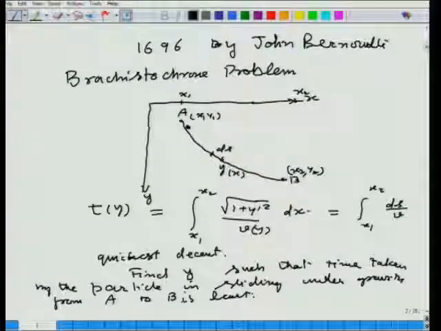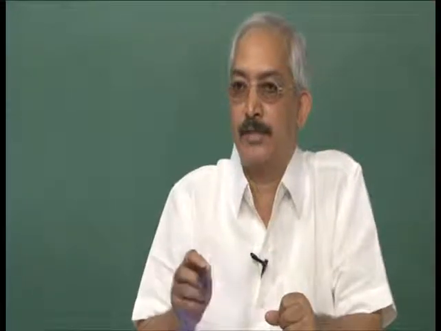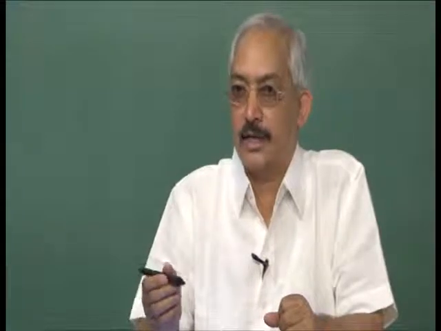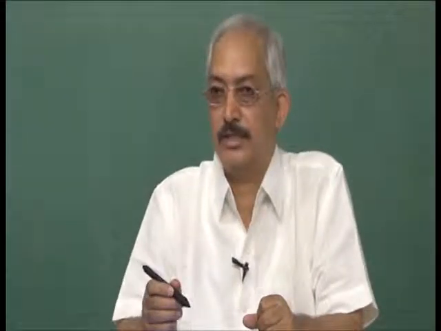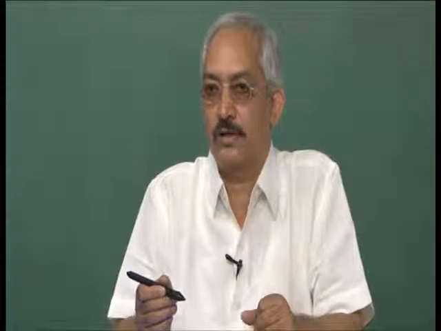Now, this problem was proposed by the famous mathematician John Bernoulli, and in the same year 1696 it was solved by several mathematicians like Newton, Leibniz, L'Hopital, and John Bernoulli himself, and some other mathematicians of that time. So, the study of calculus of variations started with that.